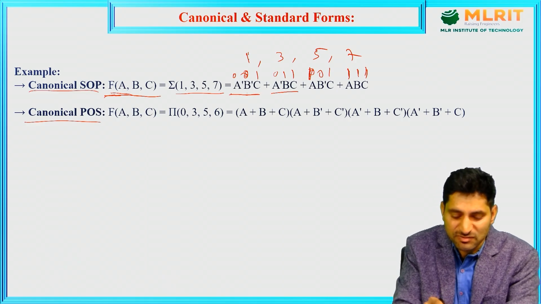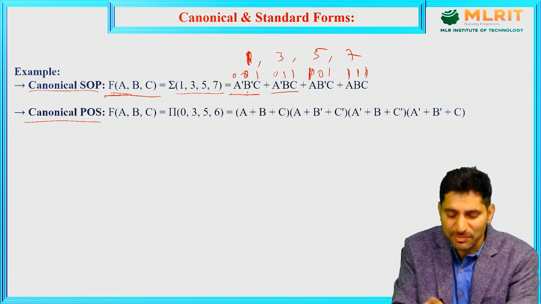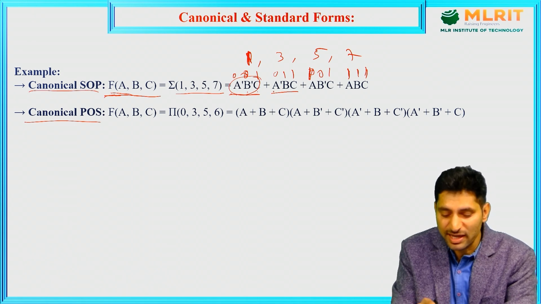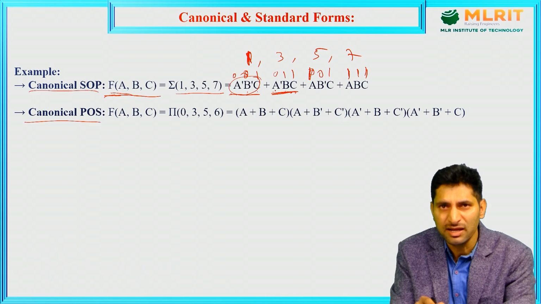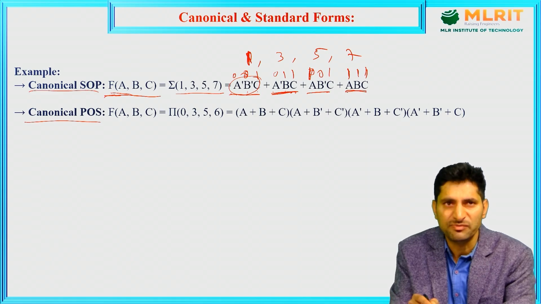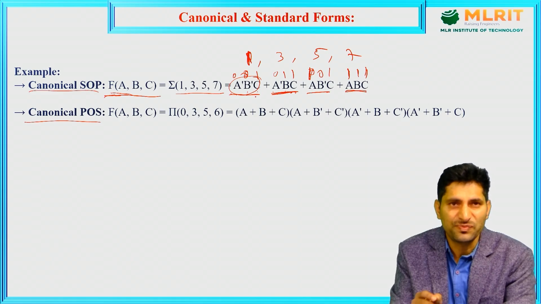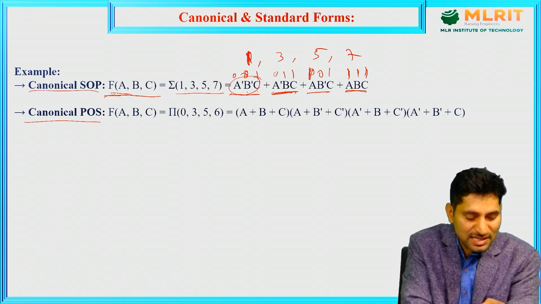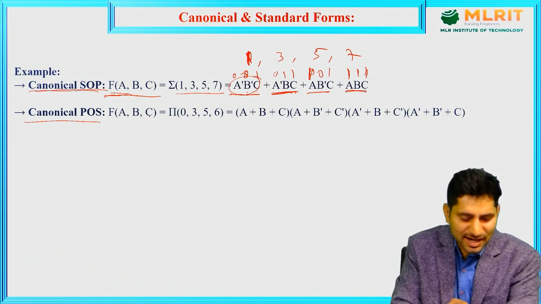If you take the first term, it is denoted by A bar, B bar, C. Here all three variables A, B, C exist, in either complemented form or true form. Here A bar, B, C, also three input variables are available. Here also three variables are available, all in true form or complemented form. That is canonical form. And this is SOP, sum of product terms. That is why it is canonical SOP.